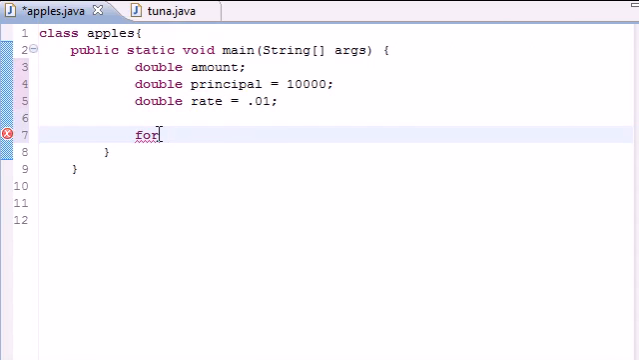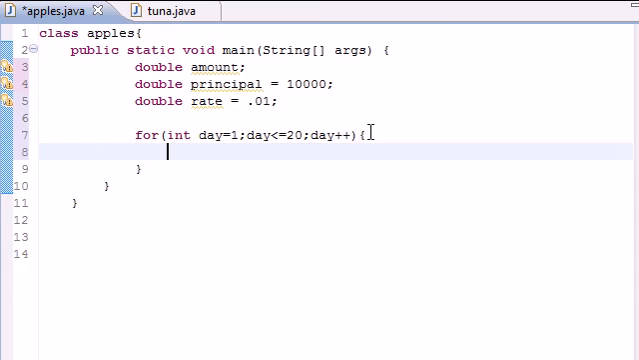All this for loop is going to do is say how long you want to run it for. Let's go ahead: int day equals 1, we want to start with the first day, and we want to go to day 20. We can go to whatever we want, just put day less than or equal to 20, and day plus plus. All this says is start on day 1, give me all the information from day 1 to day 20. That's all this does. Now let's get to the good stuff.